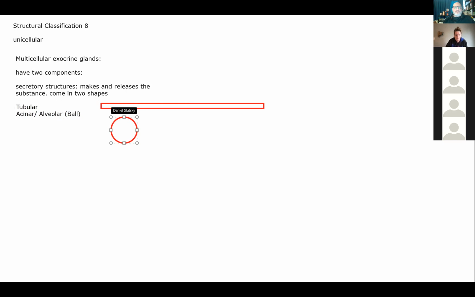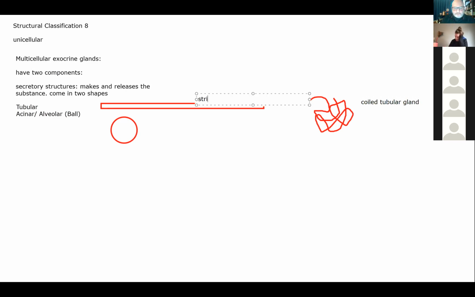Now, there's one more thing I will say about these tubular. Some of these tubular are long and straight like this one is, but some of the tubular will be kind of twisted, and one could even say coiled. And in fact, that's what they're called, a coiled tubular gland. So it can be straight or it can be coiled. And then a ball shape is a ball shape. So that's one of the ways we're going to describe it.